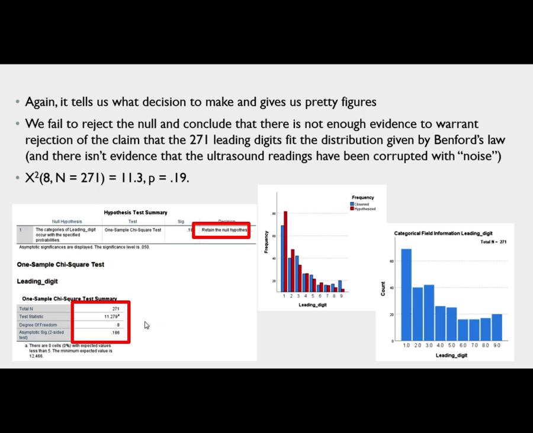sorry, not significant. We fail to reject the null and conclude that there is not enough evidence to warrant rejection of the claim that the 271 leading digits fit the distribution given by Benford's law, and there isn't enough evidence that the ultrasound readings have been corrupted with noise. Okay, and here we write out our chi-square. I didn't do the phi coefficient for this one, and that's okay.